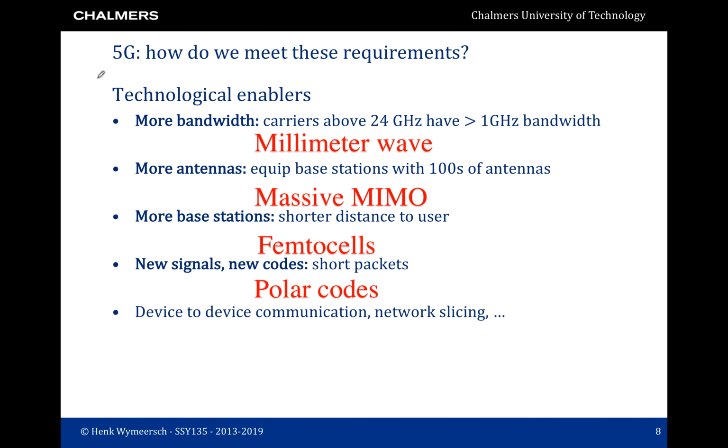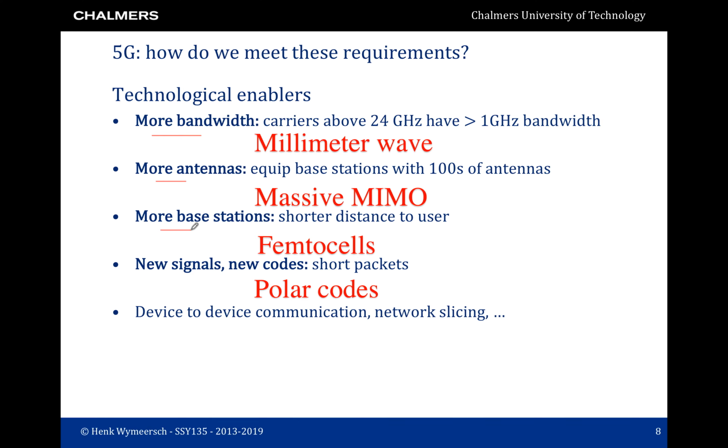In order to meet those very demanding requirements, 5G will rely on a number of technological enablers. It will use much more bandwidth than before by going to higher carrier frequencies above 24 GHz, where multiple gigahertz of bandwidth can be made available. This is so-called millimeter wave. Secondly, we'll use more antennas. So rather than a base station having just a few antennas, it can have hundreds of antennas. This is called massive MIMO, and this will be the main topic of today's lecture.